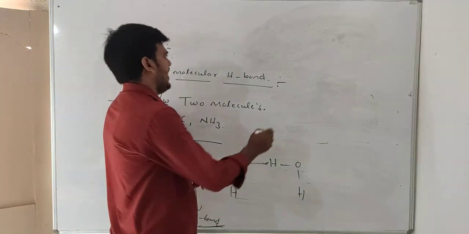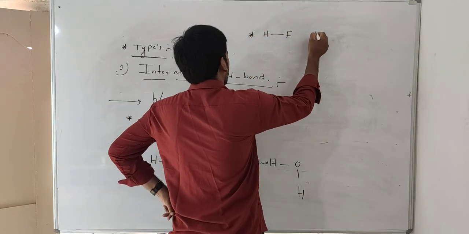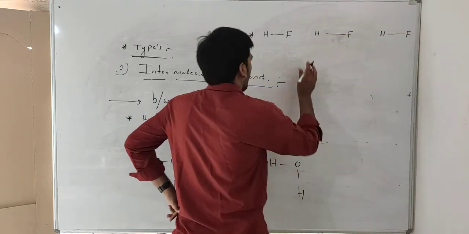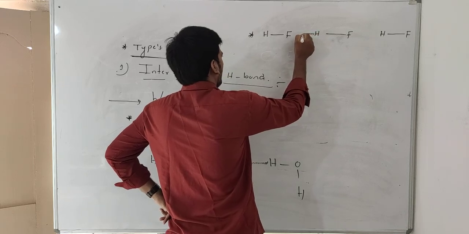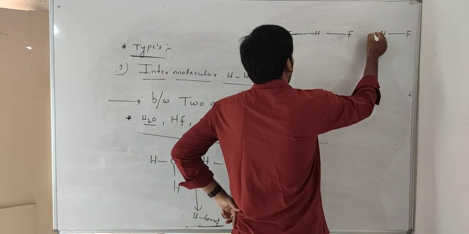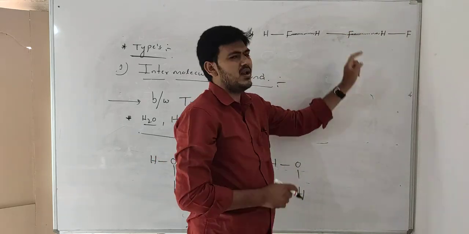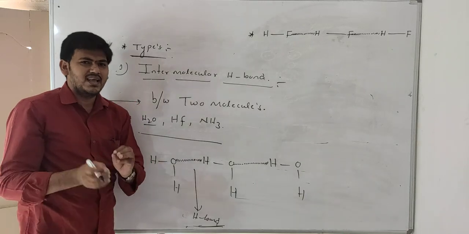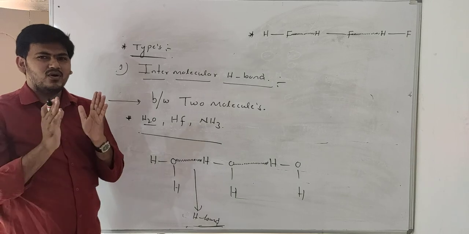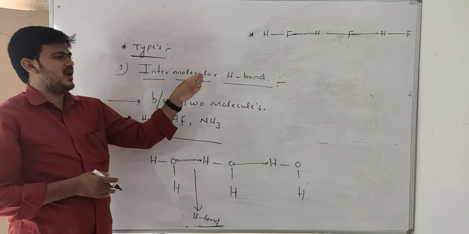Second one, hydrogen fluoride, formula HF. Same, hydrogen fluoride, formula HF. The hydrogen atom and the more electronegative atom, that is the fluorine atom. So this is an intermolecular hydrogen bond. Finally, an intermolecular hydrogen bond means a hydrogen bond formed between two molecules.